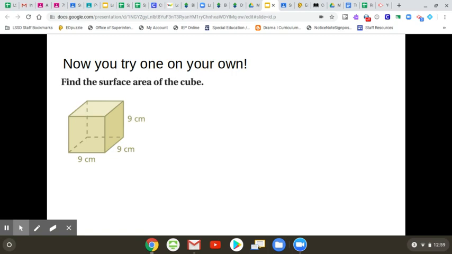So go ahead, try it out, see if you can use that formula correctly to get the right answer, and then check back to see the work. Make sure that you update if you need to. All right, so you should have ended up with 486 centimeters squared as your answer. Hopefully this helps you understand how to find the surface area of prisms better, and we'll see you next time.